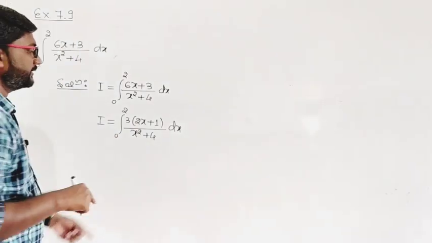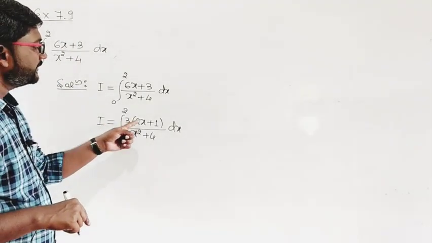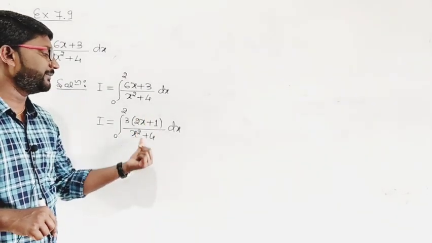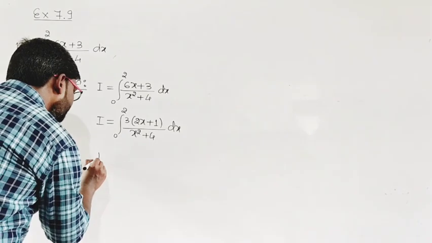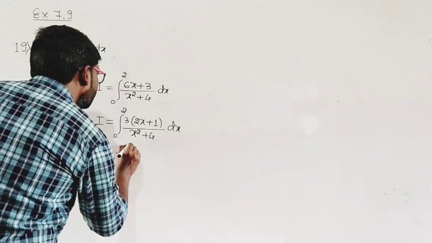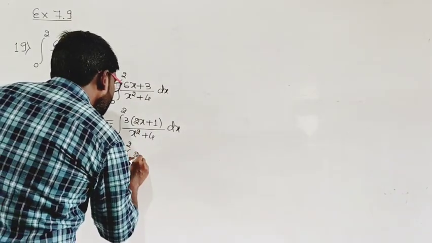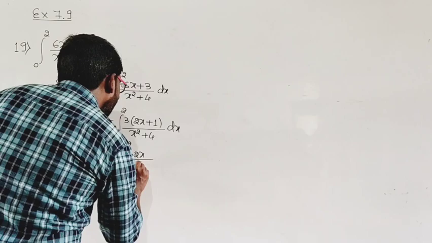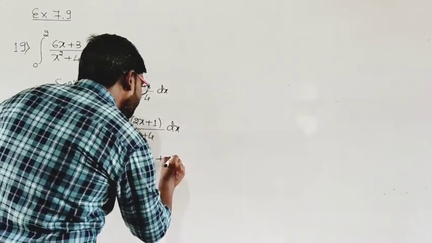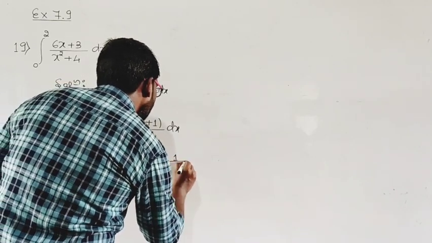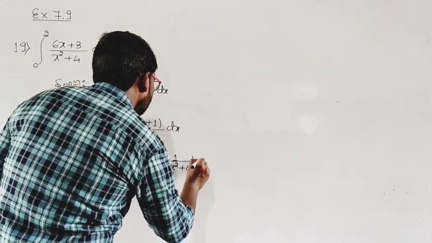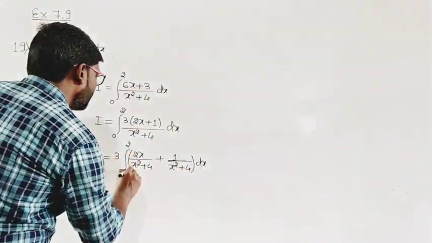Now see here, 3 I write outside, then this must be split into 2x divided by x square plus 4, and then 1 divided by x square plus 4. So I is equal to 3 into the integral from 0 to 2 of 2x divided by x square plus 4 plus 1 divided by x square plus 4, dx.